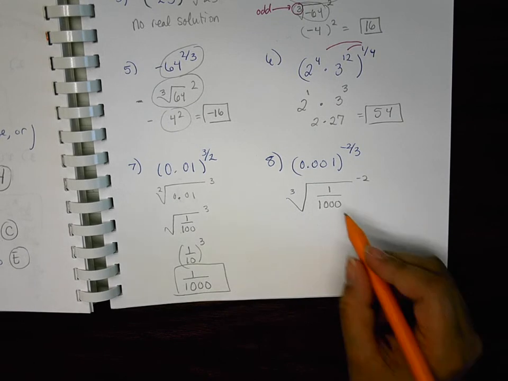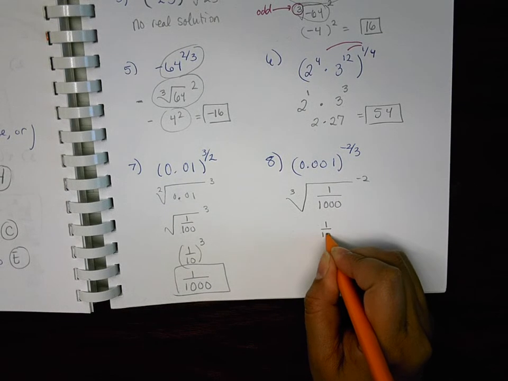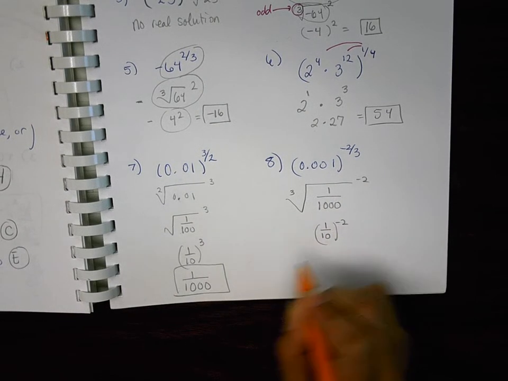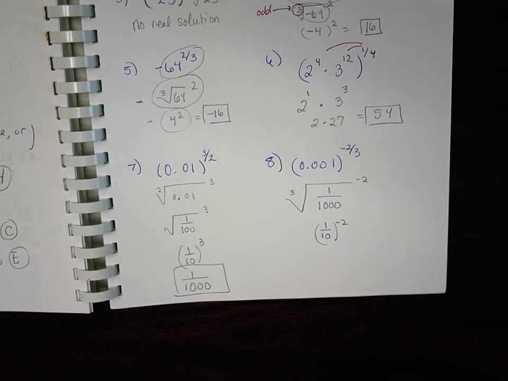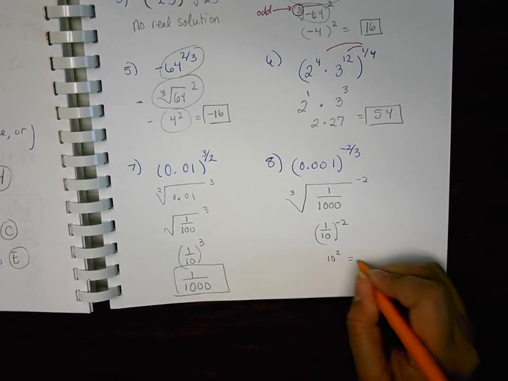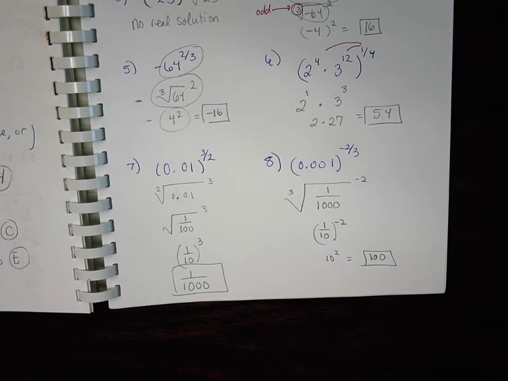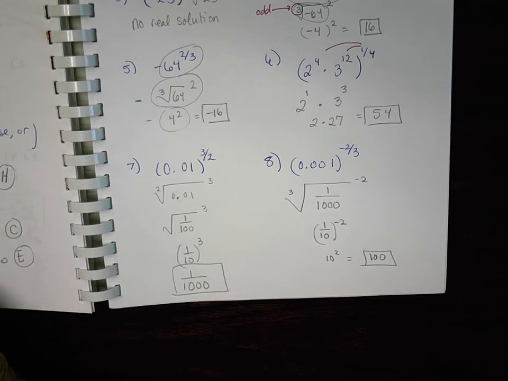And what is the cube root of 1 over 1,000? Now, 1/10 to the negative second. What does a negative exponent do to the base? Flips it, so it becomes 10 to the positive second, which is 100. Anybody get that on their own, or at least very close? Good. So remember, negative exponents flip the base. We're good?